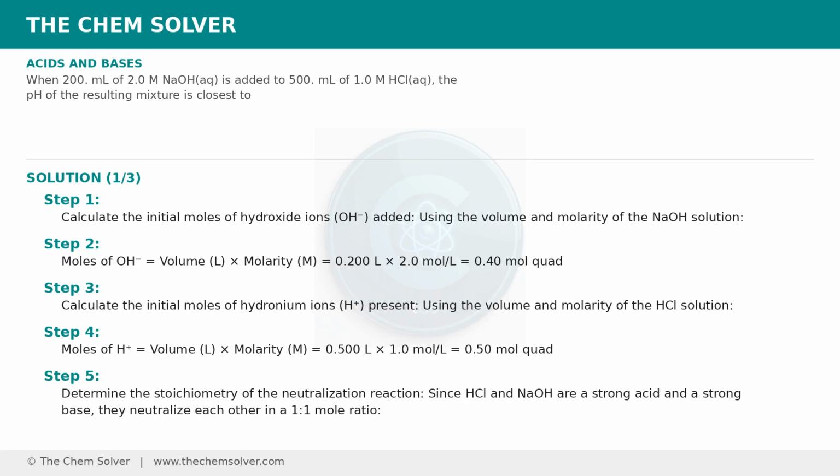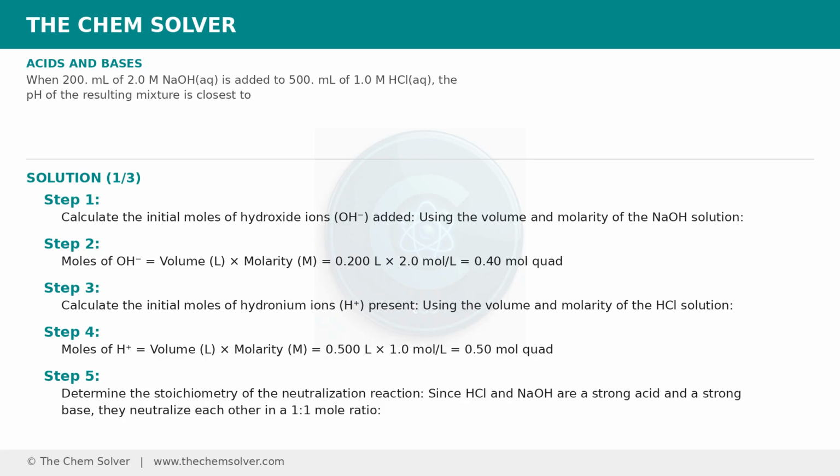Calculate the initial moles of hydronium ions, H⁺, present, using the volume and molarity of the HCl solution. Moles of H⁺ equals volume in liters times molarity, equals 0.500 liters times 1.0 moles per liter, equals 0.50 moles.